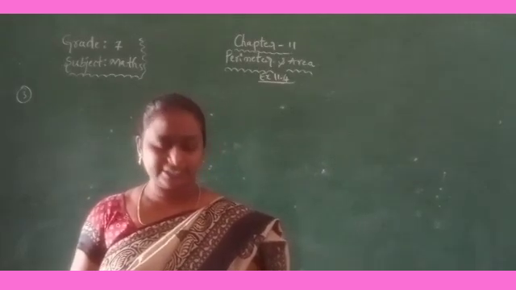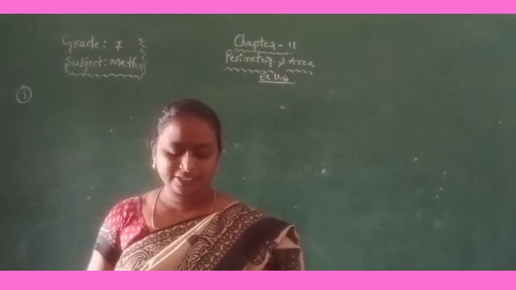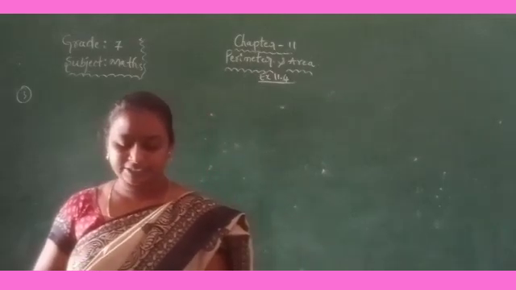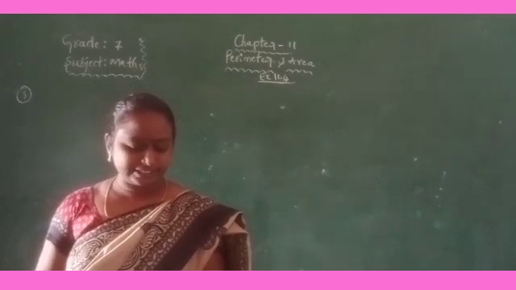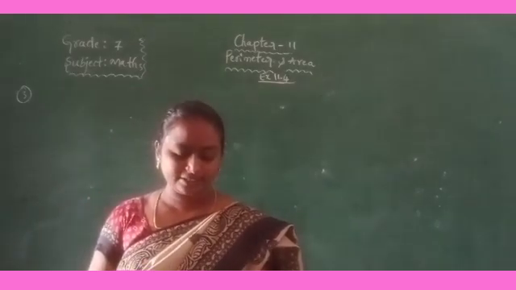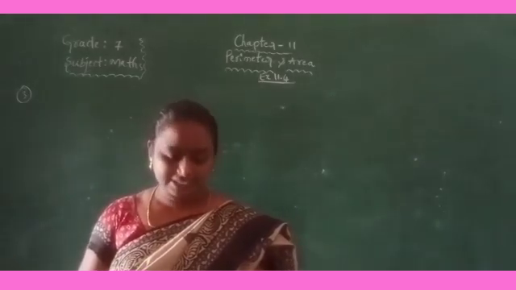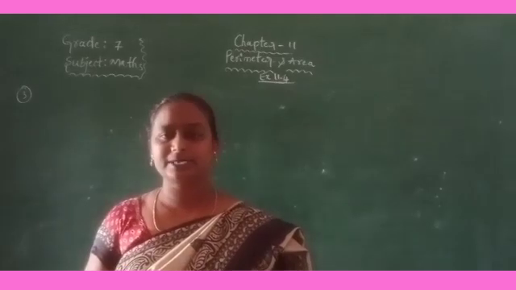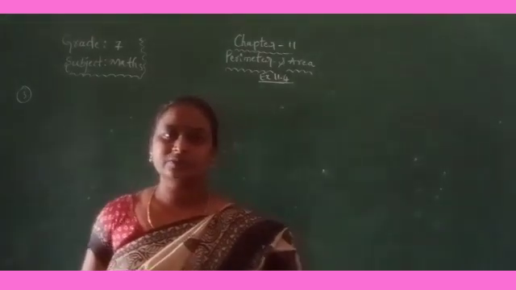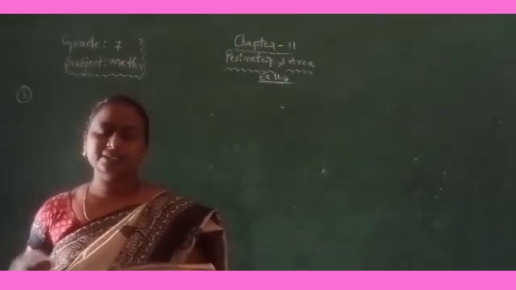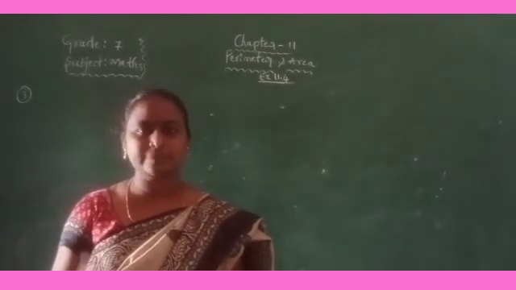A picture is painted on a cardboard 8 centimeters long and 5 centimeters wide, such that there is a margin of 1.5 centimeters along each of its sides. Find the total area of the margin. Okay. So do you know the cardboard? On the cardboard, one picture is painted.